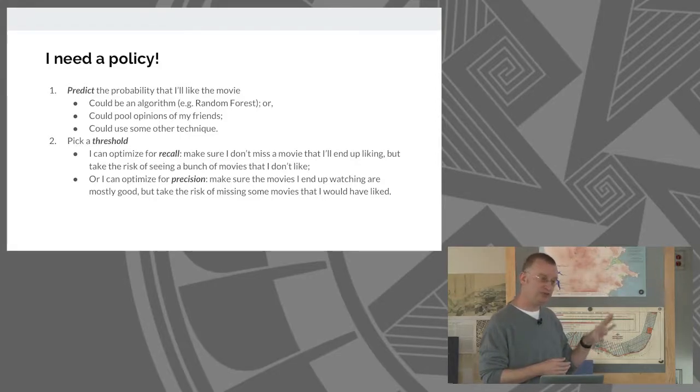So once I have a prediction about the probability, then I also need to pick a threshold. And so I can optimize for what we call recall, which is where I want to make sure that I don't miss a movie that I might end up liking, but I run the risk of also including some movies that I'm not going to like. Or I can optimize for precision, where I want to make sure that I only am watching movies that I like, but I'm also going to miss some other ones. And so we'll get a lot more into this shortly.